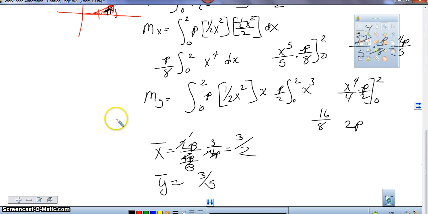Okay? Remind me in class to make sure we do one where we would draw the rectangle horizontally. So remind me of that.